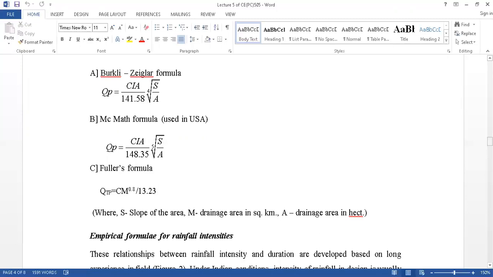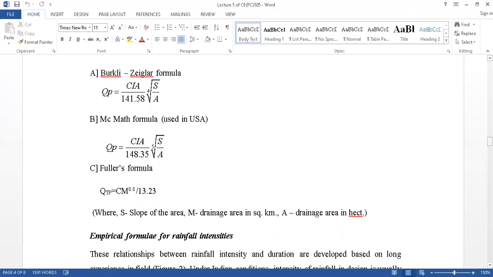In the first two formulas the drainage area is in hectare, and in the last formula the area is in square kilometer, and that is why it is denoted by the separate letter M. So these are the three empirical formulas for discharge.